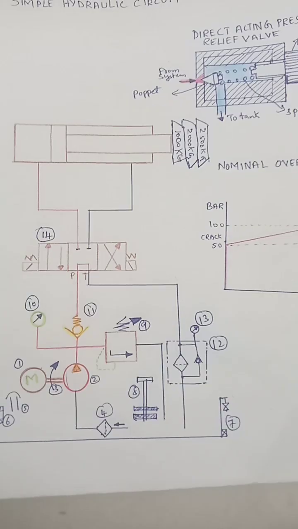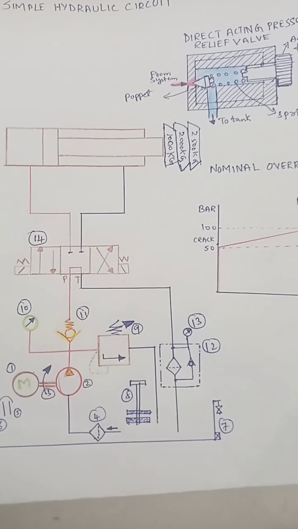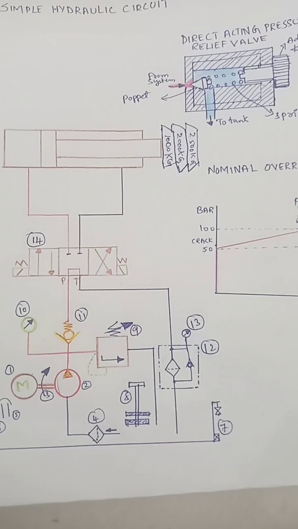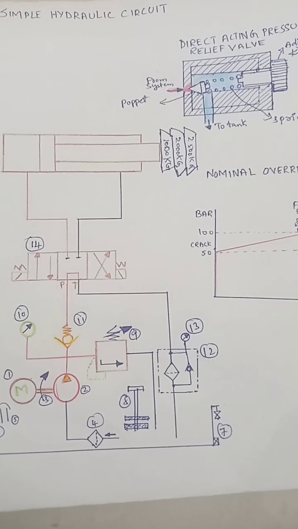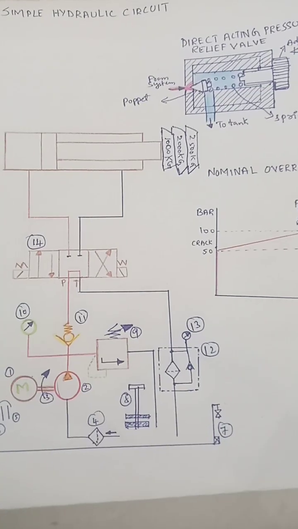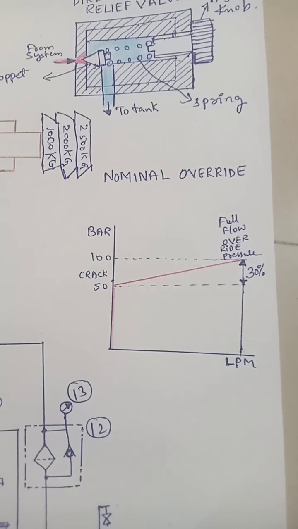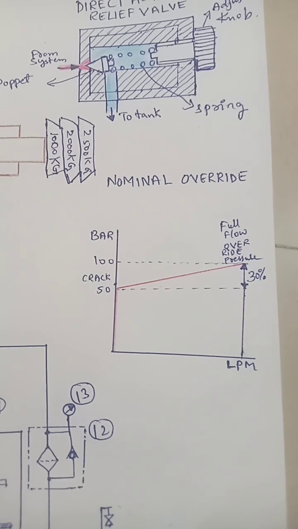Now we will see the second point. Set at 50 bar, the valve is set to crack, start to open, at 50 bar. Below 50 bar, the valve is closed. This curve shows the opening as it reaches 50 bar.